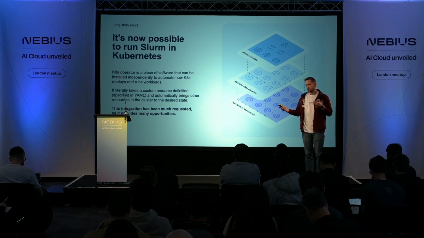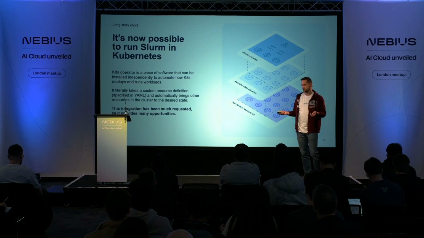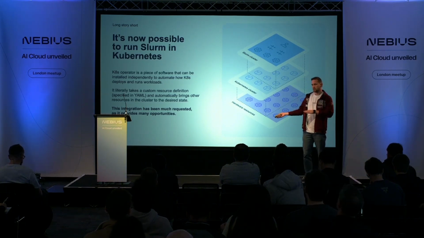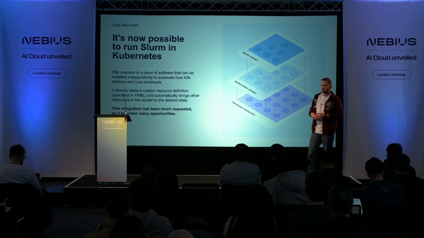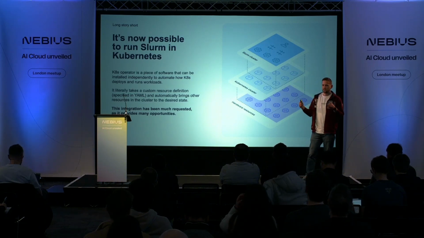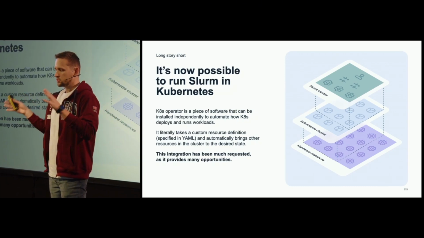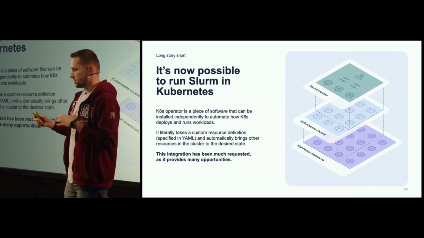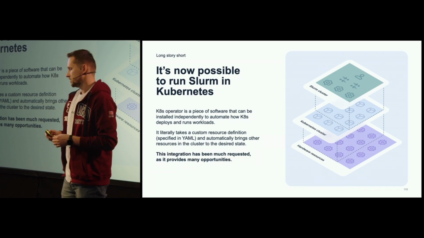The operator concept was introduced by CoreOS in 2016. It's essentially a Kubernetes controller that bridges two domains, Kubernetes and some specific application. In our case, it's Slurm. The main feature of a Kubernetes operator is the reconciliation loop: the operator resolves the drift between the actual state and the desired state and brings the actual state to the desired state. So if somebody manually changes something, the operator brings the state back.